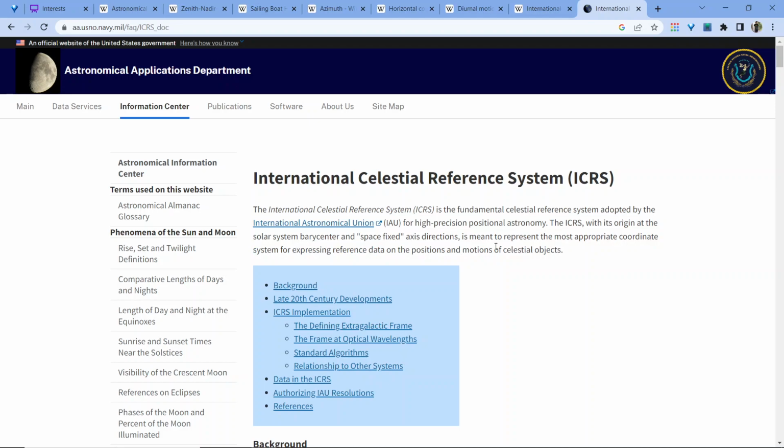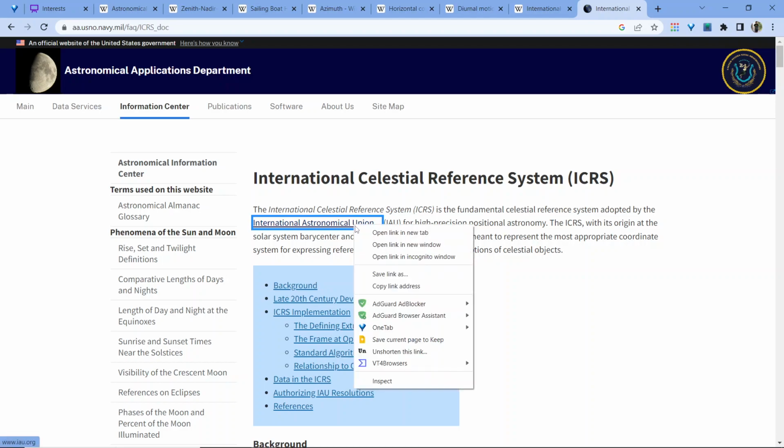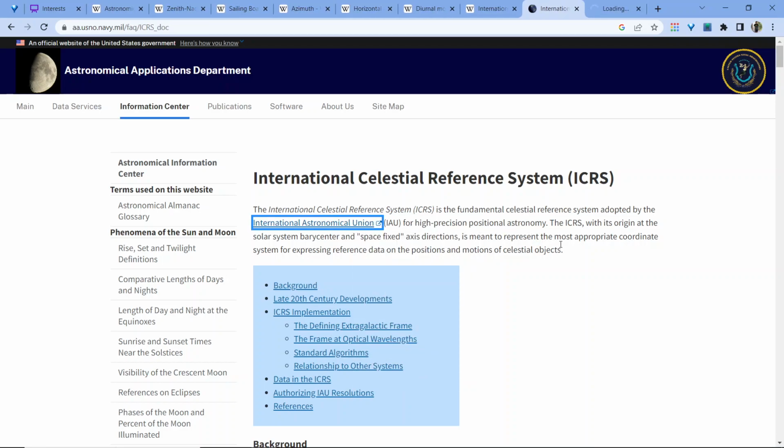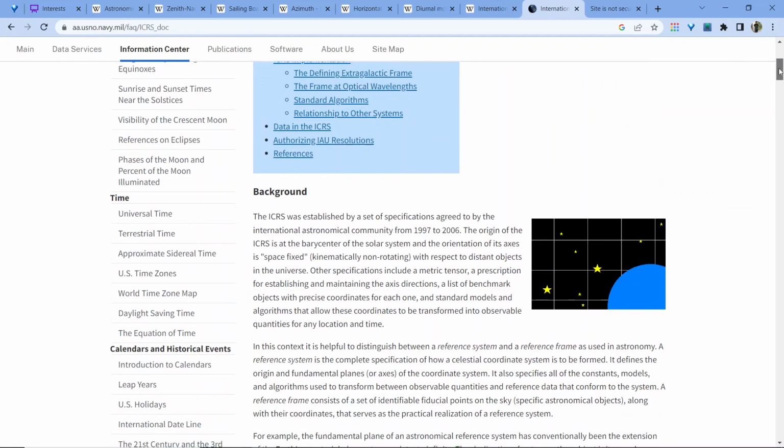The International Celestial Reference System, ICRS, is the fundamental celestial reference system adopted by the International Astronomical Union for high-precision positional astronomy. The ICRS, with its origin in the solar system barycenter and space-fixed axis directions, is meant to represent the most appropriate coordinate system for expressing reference data on the positions and motions of celestial objects.